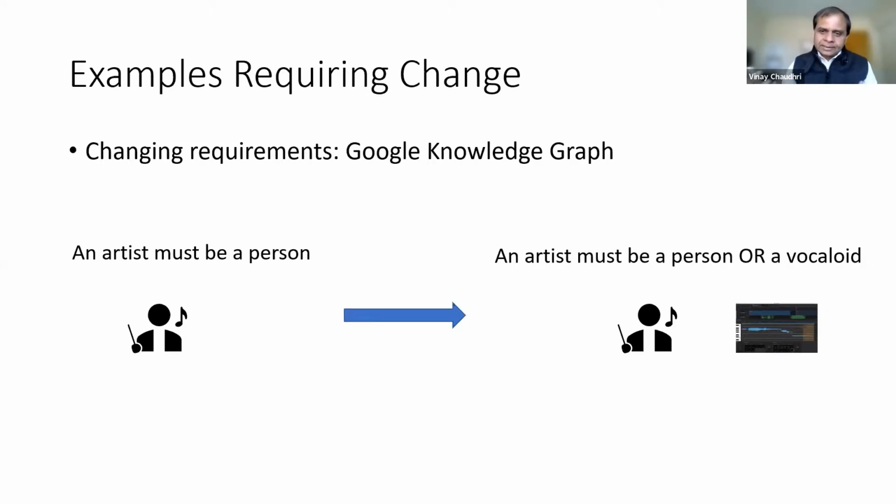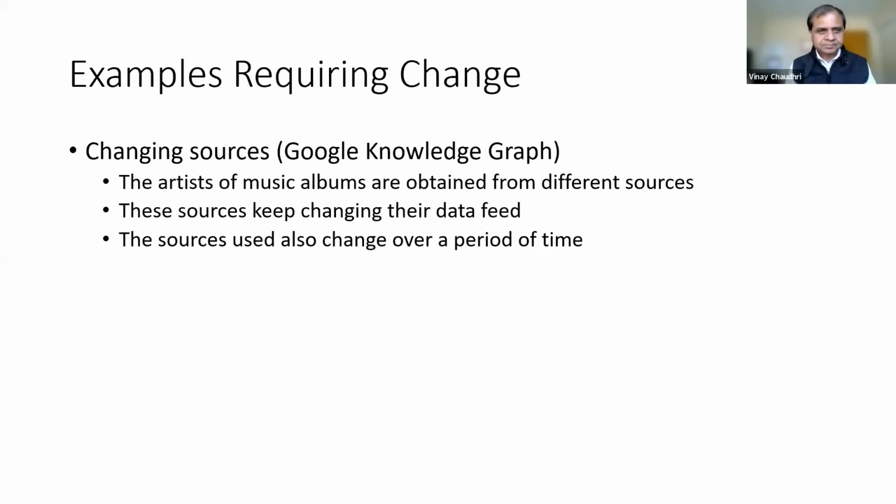Now, as examples of such data started showing up in Google's data feed, they had to do something about it, because they don't control the data feed, because this is a third-party data feed. They are not doing it, and they want that data to be presented in their knowledge graph. So they have to go back and change the constraints on who can be an artist. And they were forced to update the constraint to allow even computer programs to be artists.